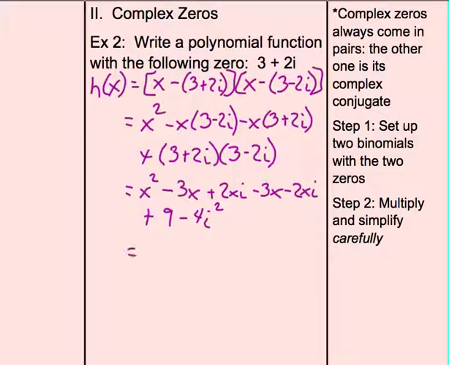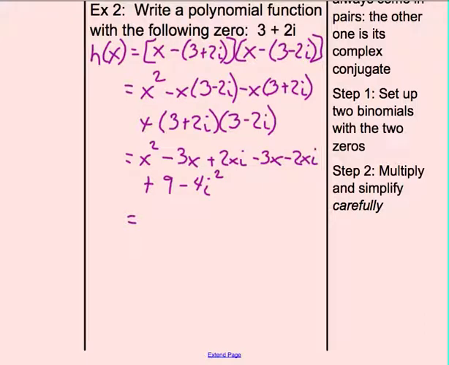All right, we've got a bit of simplifying to do here still. So I've got my x squared. I've got my negative 3x minus 3x. And then these two terms with my i's will cancel because they're opposites. And remember, i squared is negative 1. So negative 4i squared is positive 4. 9 plus 4 is 13. So all of that work to get x squared minus 6x plus 13.